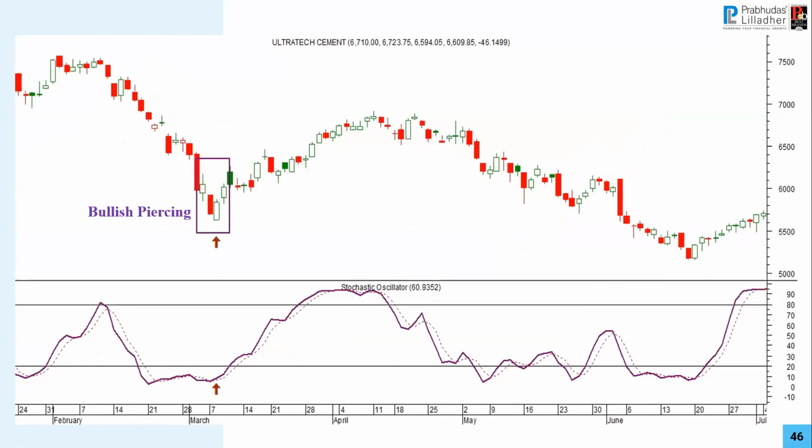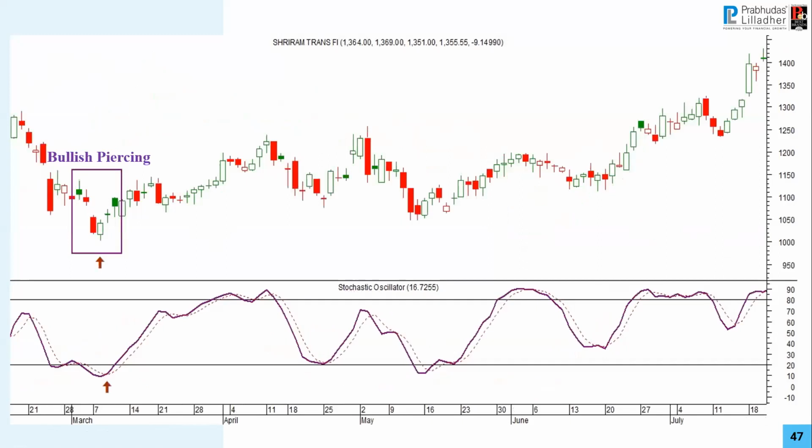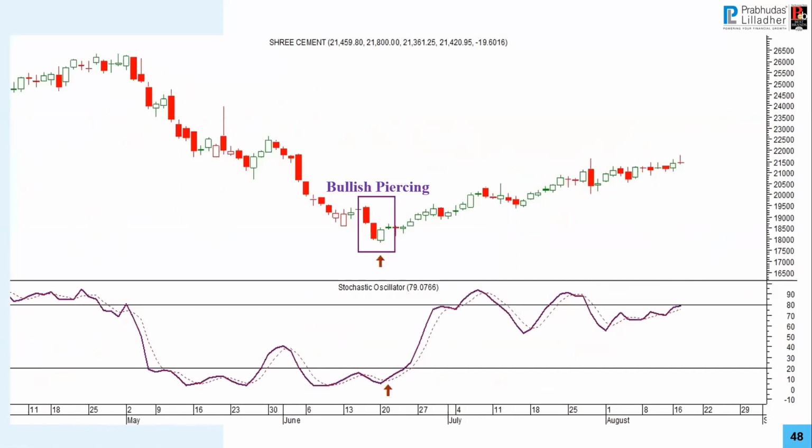Similarly, Ultratech Cement, needless to say, so self-explanatory. Shriram Transport also. Once again, now over here, bullish piercing. Shree Cement, we saw that the stock bottoming out. So the stop loss should have been at the lowest low. The lowest low we have put as a stop loss.